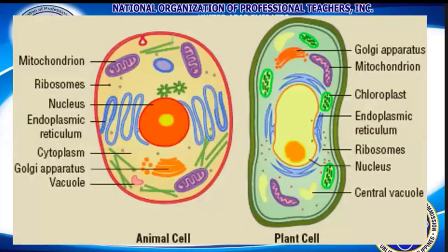Let's take a look. This is the animal cell. This is the plant cell. So, kung titingnan ninyo, si plant cell, meron siyang chloroplast. Kasi, para sa photosynthesis. Si animal cell, wala. Si plant cell, meron din siyang cell wall. Ito na nag-cover. Pero si animal cell, wala. So, yun yung dalawa. Animal cells have no cell wall and chloroplast. Okay? Kasi si chloroplast yun yung ginagamit ni plants sa photosynthesis.